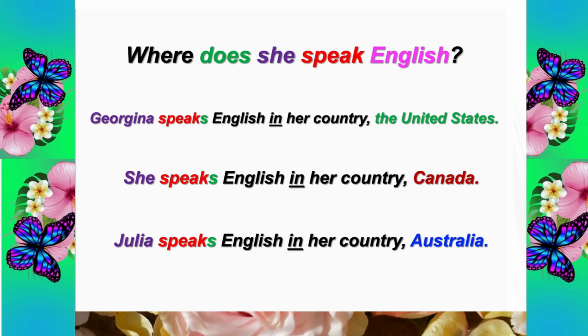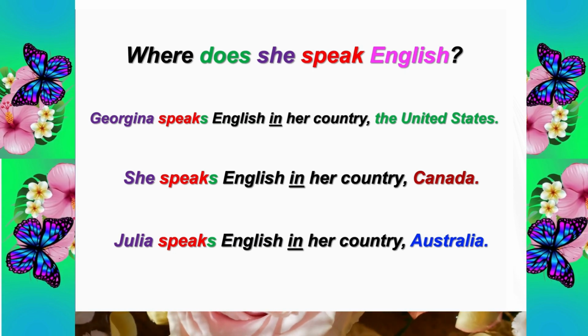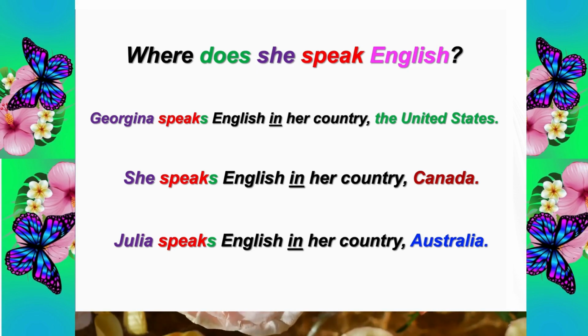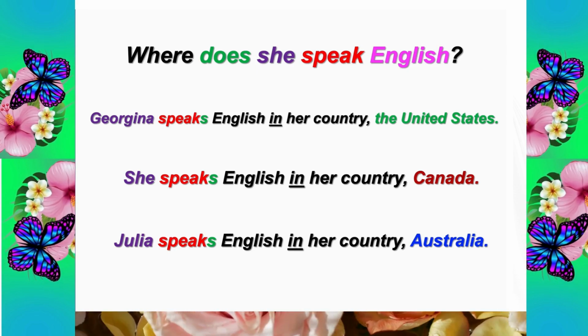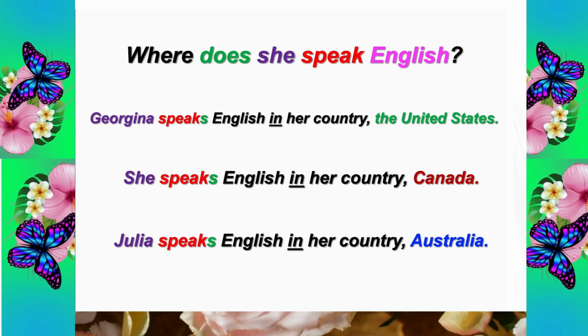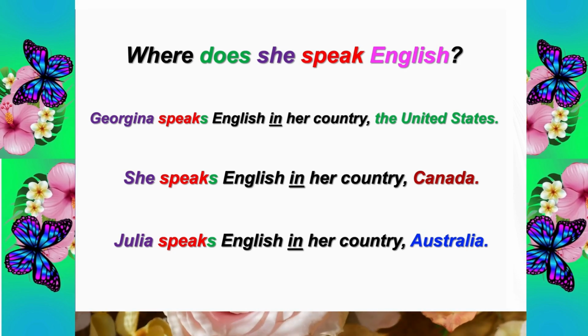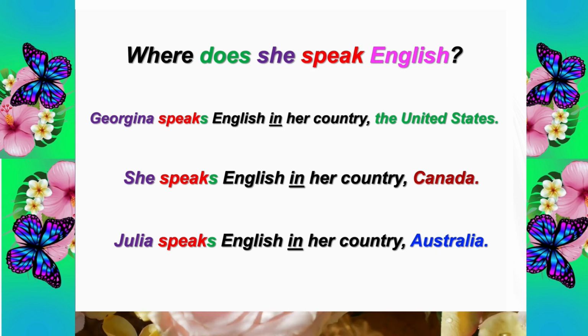Where does she speak English? Georgina speaks English in her country, the United States. She speaks English in her country, Canada. Julia speaks English in her country, Australia. Let's go to the next slide.